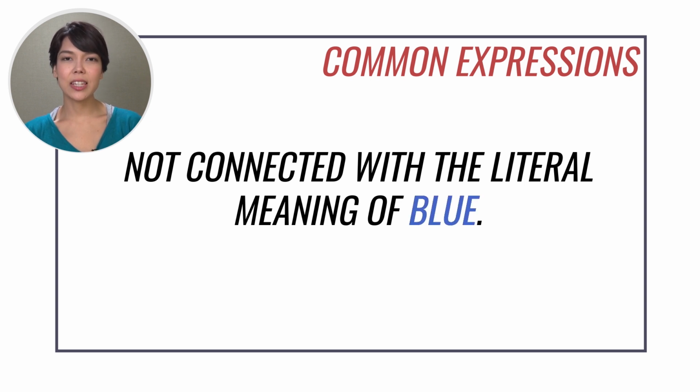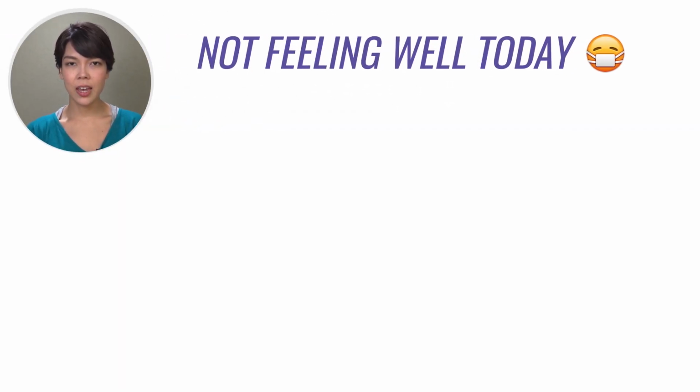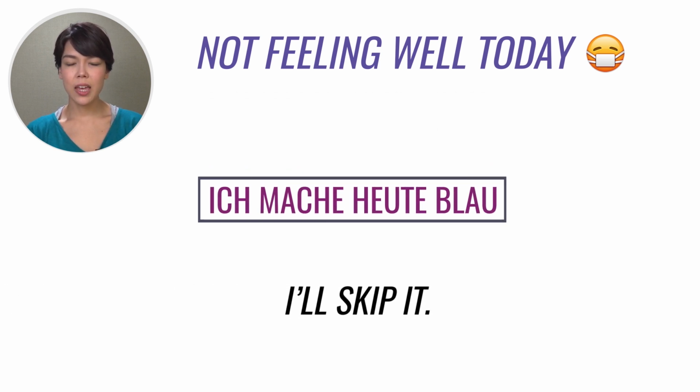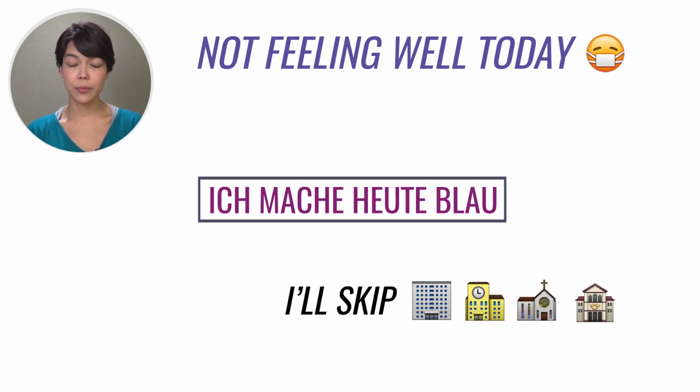Let's take a look at some examples so you can learn how to use these expressions correctly. For example, if you're just not feeling well today and need to take a rest, you can say, Ich mache heute blau, meaning I'll skip it. It refers to work, school, or another activity or event.